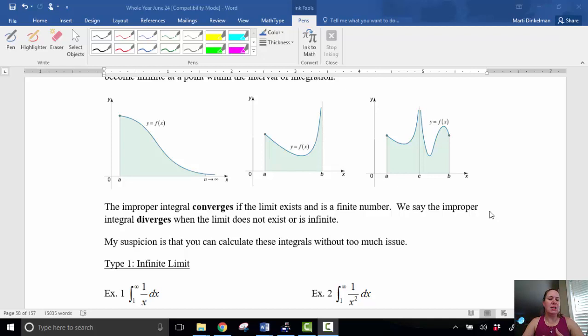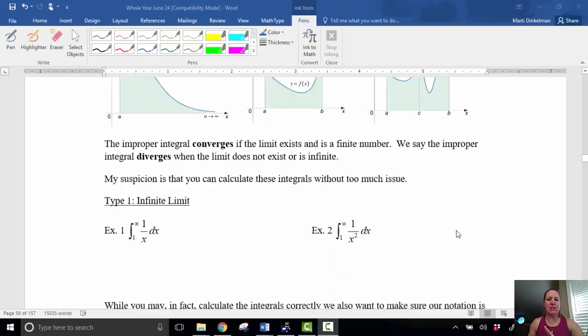doesn't exist. The example I can think about something not existing is the limit as x approaches infinity of a sine or a cosine, where we have something that keeps oscillating up and down. We know that it's going to land somewhere in between -1 and 1 or at those locations, but we can't specifically say what the answer is. So if we can't peg down an answer or our answer is infinite, we're going to say our integral diverges.